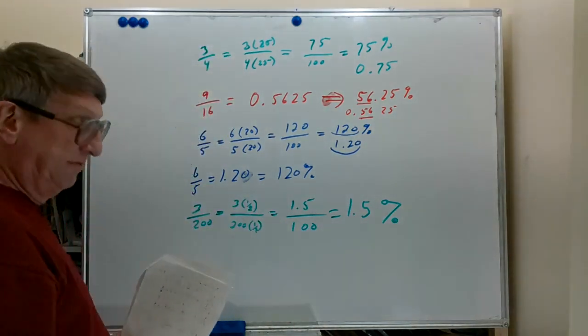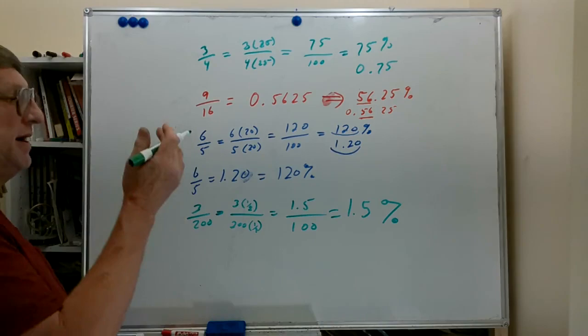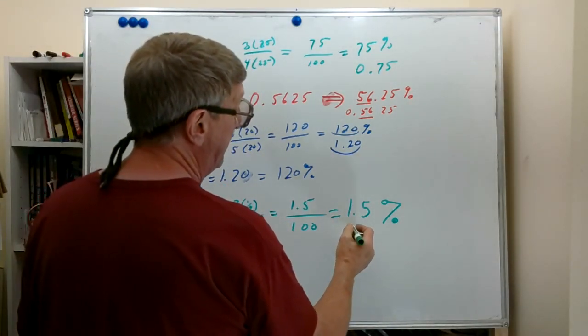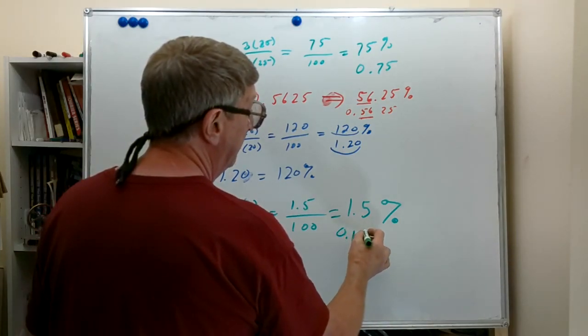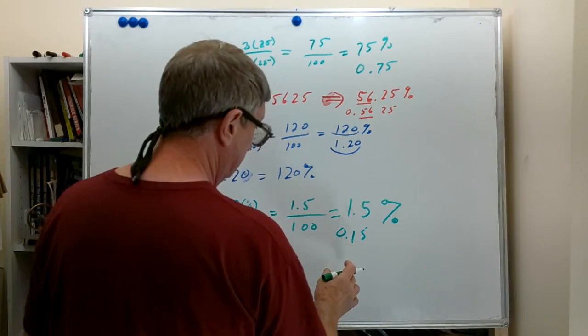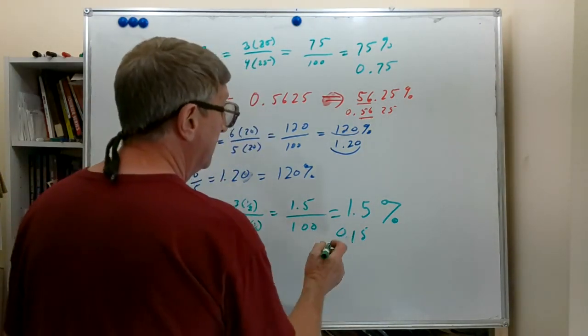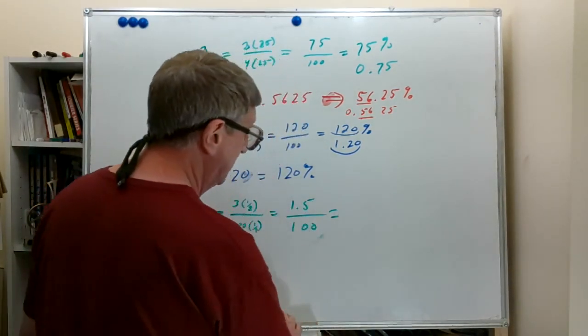And of course, to go from percent to decimal, we divide by 100. So we move the decimal place 2 places to the left. And after we do that, we end up with 0.15. Let's move this over here. We got a little more room to work.